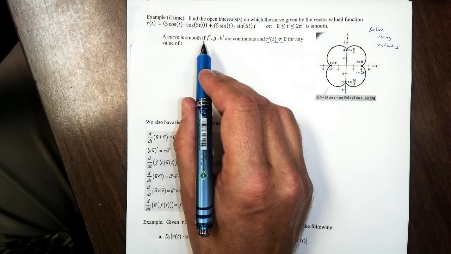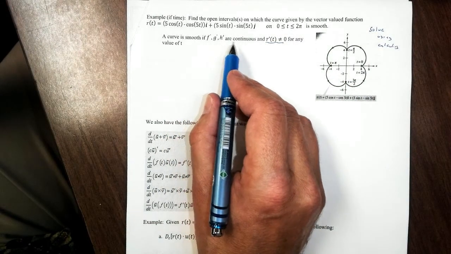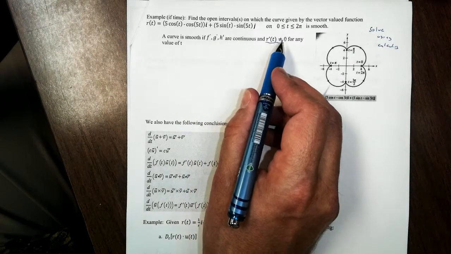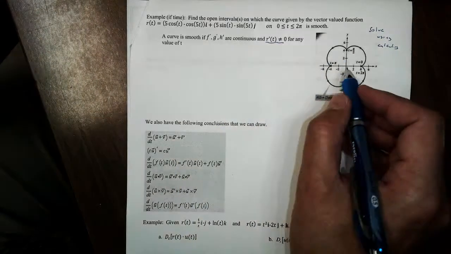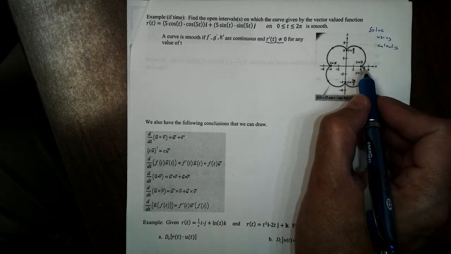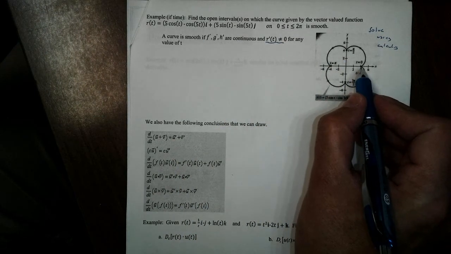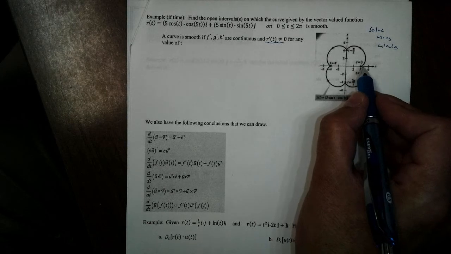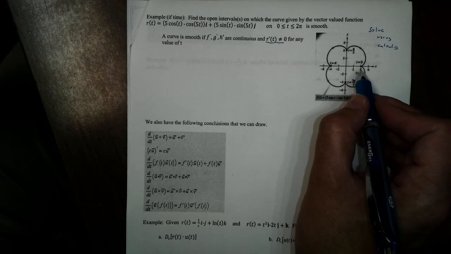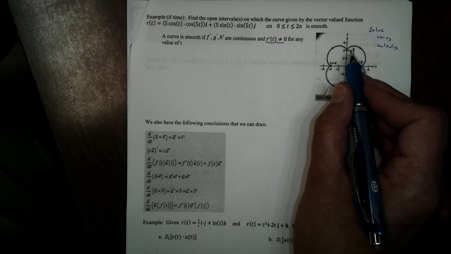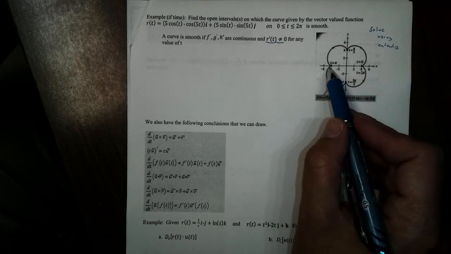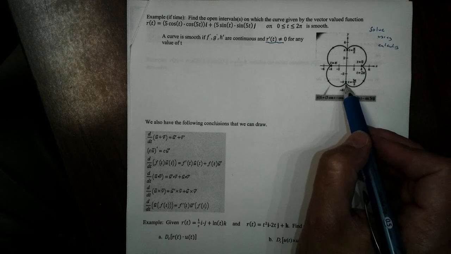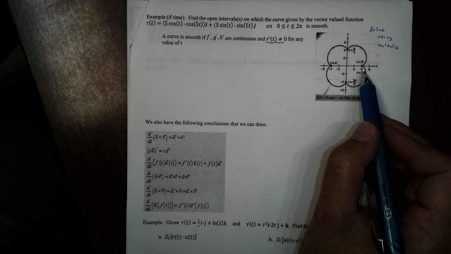Now, a curve is smooth if the components are continuous and the derivative is not 0 for any value of t. So we know the answers here because we can look right here. We have little tiny cusps, or something they call nodes, where a derivative cannot exist. So we know it's going to be between 0 and pi over 2, pi over 2 to pi, pi to 3 pi over 2, and from, of course, t equals 3 pi over 2 to 2 pi.